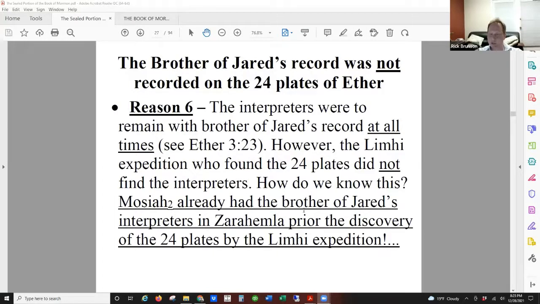Reason number 6, and this is the most important one. The interpreters were to remain with the brother of Jared's record at all times. We already covered that. However, the Limhi expedition who found the 24 plates did not find the interpreters. How do we know this? Mosiah II, meaning King Benjamin's son, not King Benjamin's father. I'm going to be referencing both of those Mosiahs, so I'm trying to clarify here with this number down below. But Mosiah the Younger already had the brother of Jared's interpreters in Zarahemla prior to the discovery of the 24 plates by the Limhi expedition.